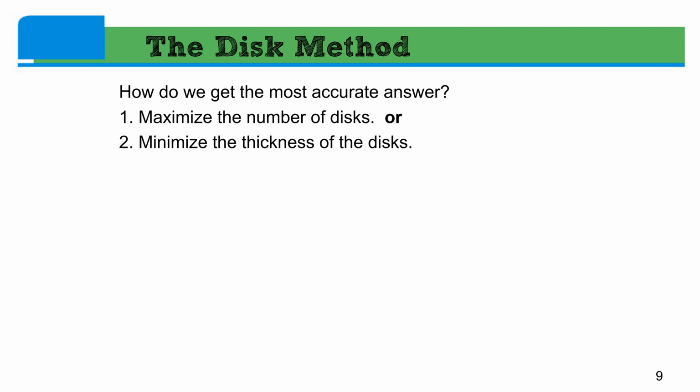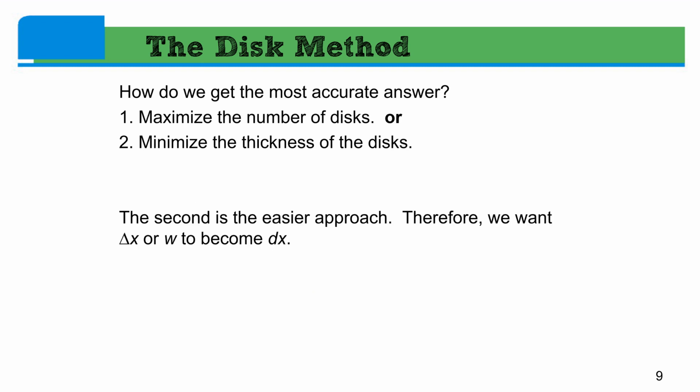All right, so we talked about this already, maximize the number of discs or change the thickness. And we want that thickness to be really, really small, so we turn that into a dx. It's the same stuff we did with areas now. Okay, now we start taking it as a calculus approach here, instead of just approximating it with big honking discs.